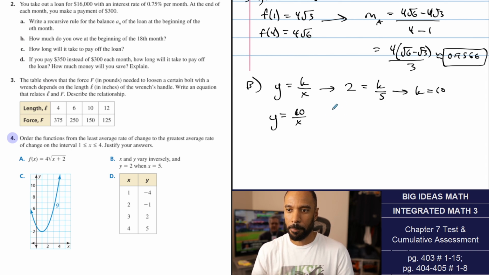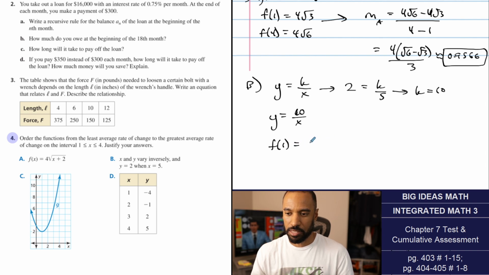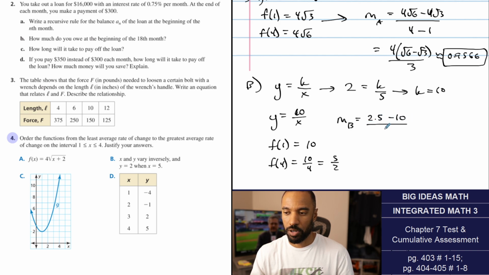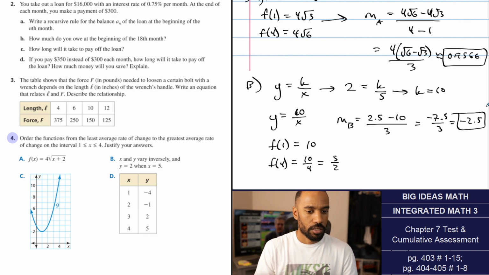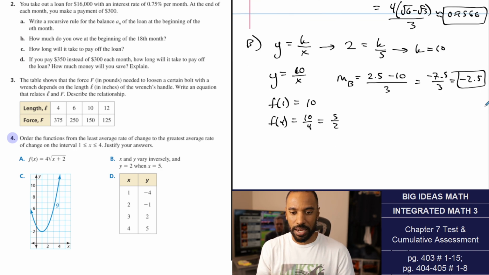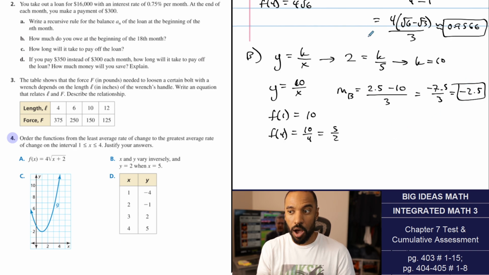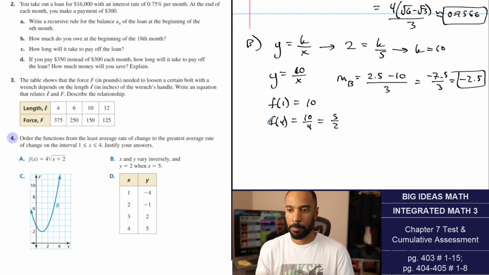So we have to figure out the f of 1 and f of 4. In this case, f of 1 is going to be 10 over 1, which is 10. F of 4 is 10 over 4, which is 5 over 2, or 2.5, by the way. So your slope here of B is y2 minus y1 over, again, x2 minus x1. That's negative 7.5 over 3, which is negative 2.5. When they say order from least to greatest, I'm going to assume that negative numbers are smaller in that capacity.